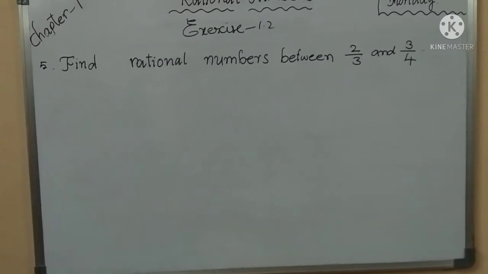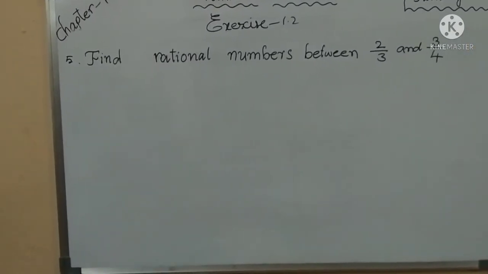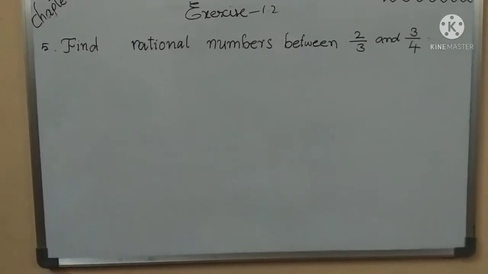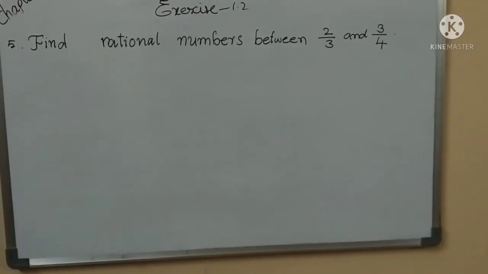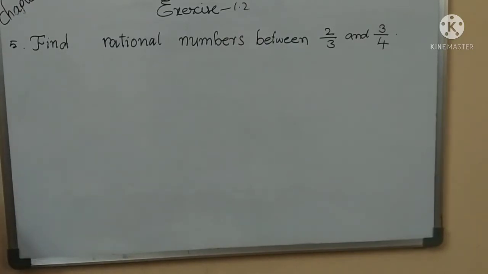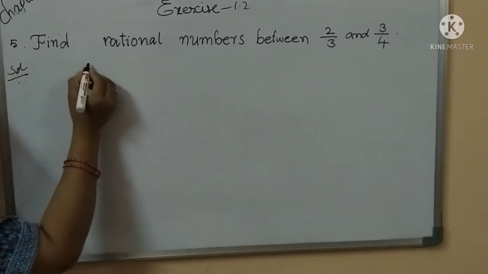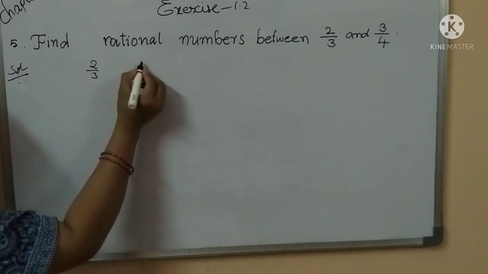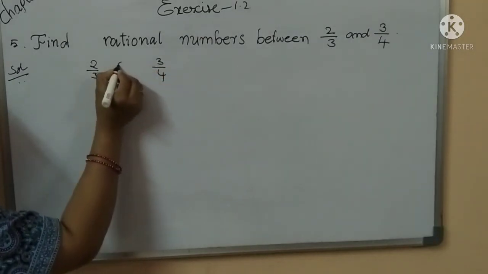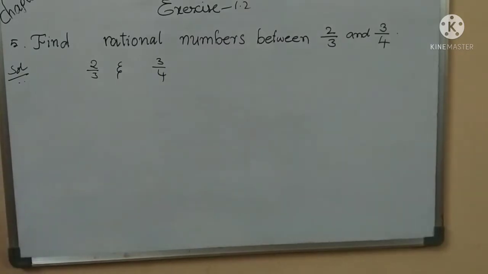Next, fifth question. Find rational numbers between 2 by 3 and 3 by 4. Here we are given two rational numbers, 2 by 3 and 3 by 4. Already we explained in the last class that for any two rational numbers a, b, the rational number between them is (a plus b) by 2. What is the formula? A plus b by 2.